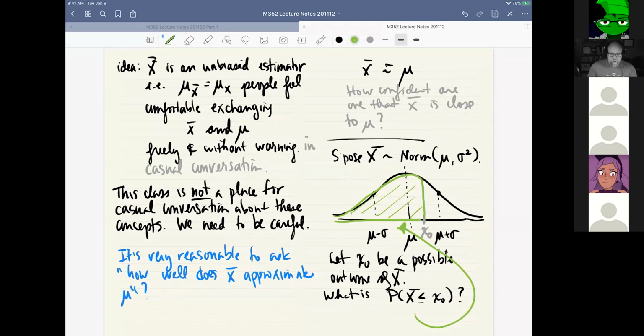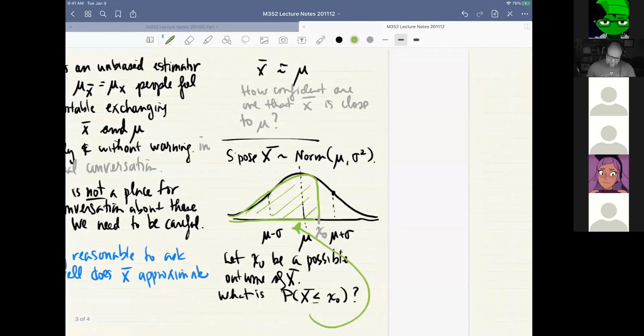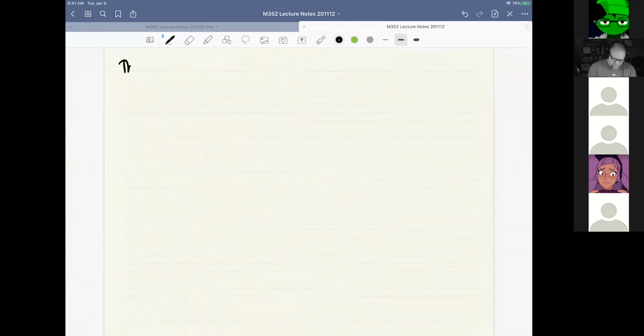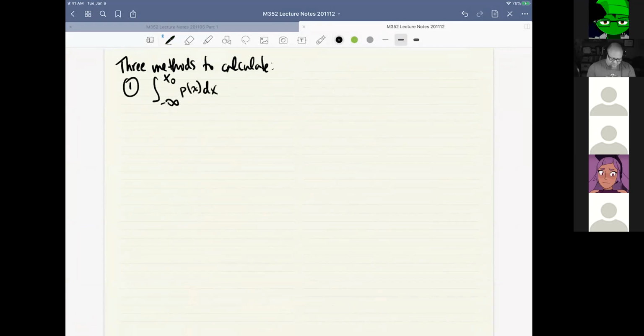So how do we calculate that area? There's three ways we can calculate it. Three methods to calculate. One method is to calculate this integral. And I gave you the closed form expression for the probability distribution function for the normal distribution.